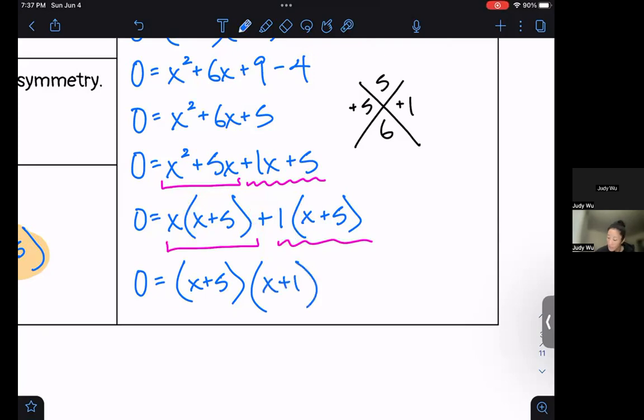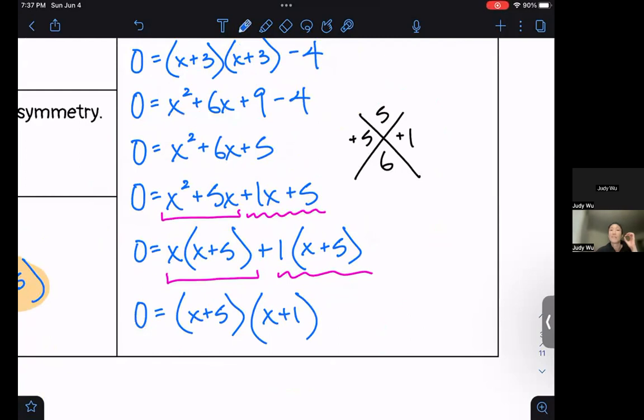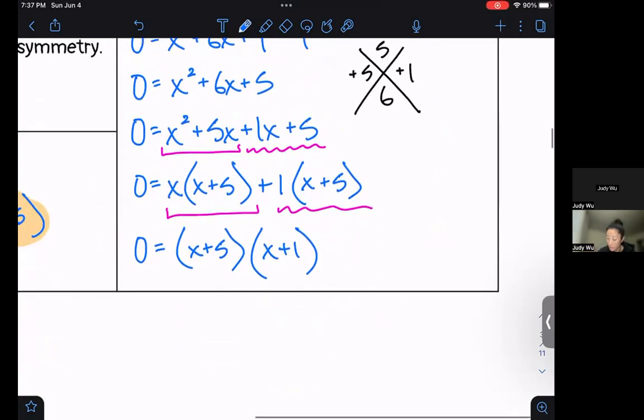Okay? This, my friends, is factoring. You factored. Okay? We're going to practice this a lot more. You get to practice it in your MyOpenMath. You're going to practice it on the quiz. You're going to practice it for the test too. Okay, so let's make sure that we get a lot of practice for this.